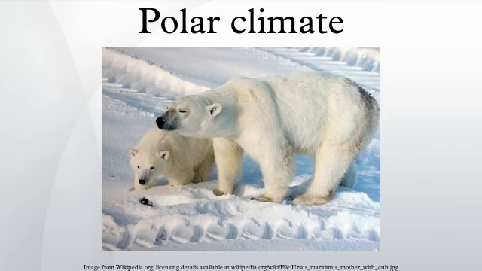A polar climate results in treeless tundra, glaciers, or a permanent or semi-permanent layer of ice. Subtypes. There are two types of polar climate, ET, or tundra climate, and EF, or ice cap climate. A tundra climate is characterized by having at least one month whose average temperature is above 0 degrees Celsius, while an ice cap climate has no months above 0 degrees Celsius.